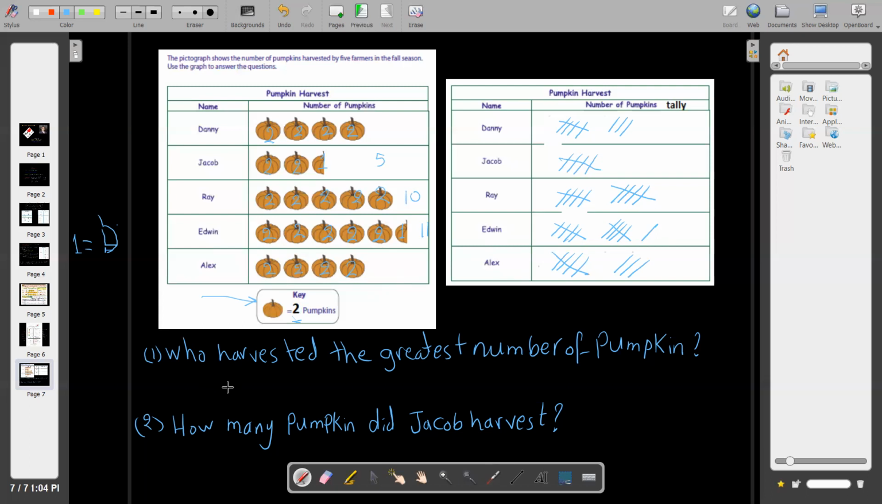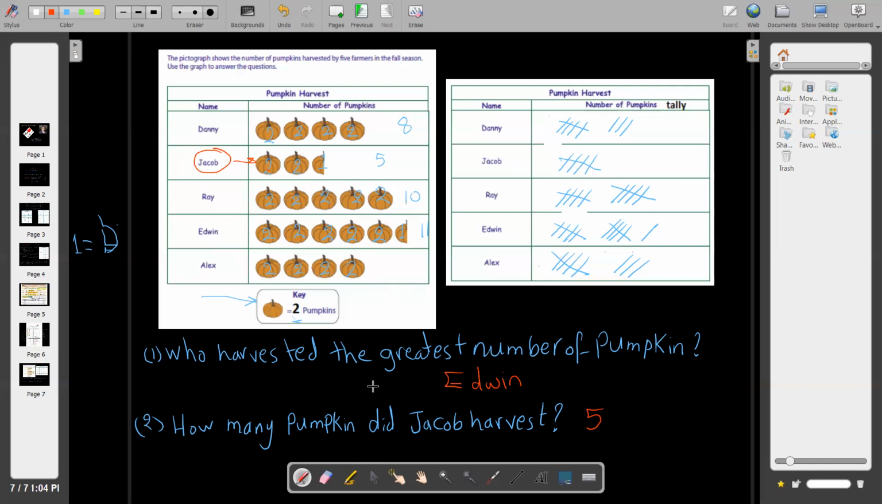Okay. Now, who harvested the greatest number of pumpkins? Let's answer this question. I will see from the numbers. This is 5. This is 8. This is 5. This is 10. This is 11. So who harvested 11? Edwin. I write here Edwin. How many pumpkins did Jacob harvest? I look at Jacob. Where is Jacob? This is Jacob. How many? 2, 4, and 1 is 5. We write 5.